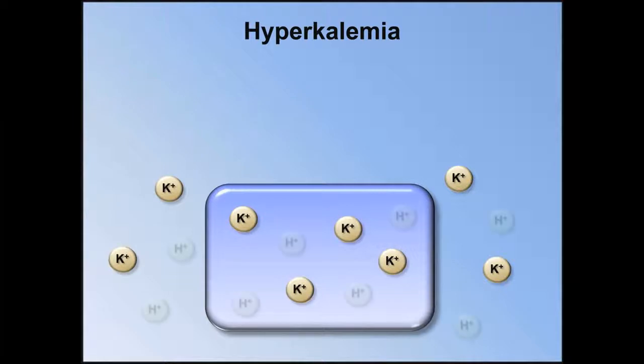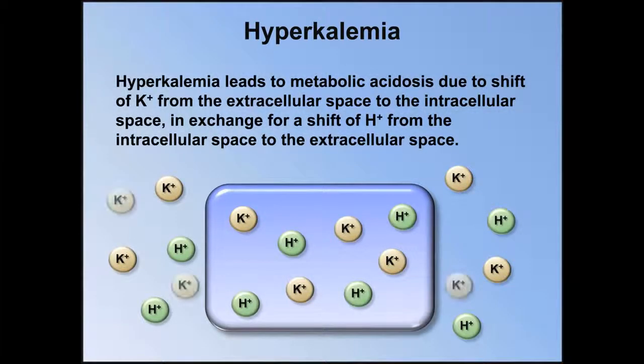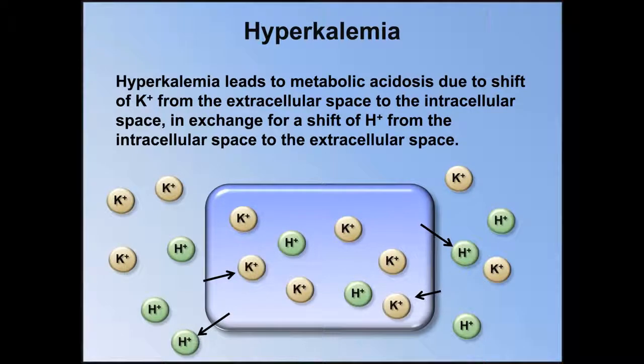The final etiology I will talk about today is hyperkalemia. There are two major mechanisms by which hyperkalemia can lead to a metabolic acidosis. For the first, let me show you a schematic of a cell where these yellow discs will represent potassium ions and the green ones will represent hydrogen. In the presence of hyperkalemia, there is a shift of potassium from the extracellular space to the intracellular space in exchange for a shift of hydrogen from the intracellular space to the extracellular space.